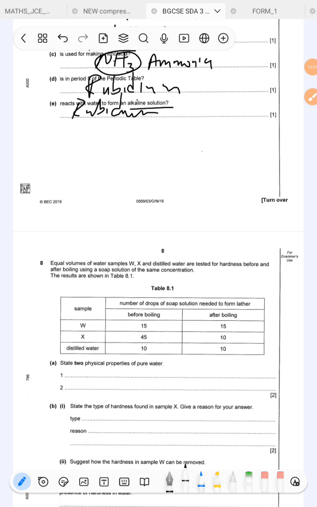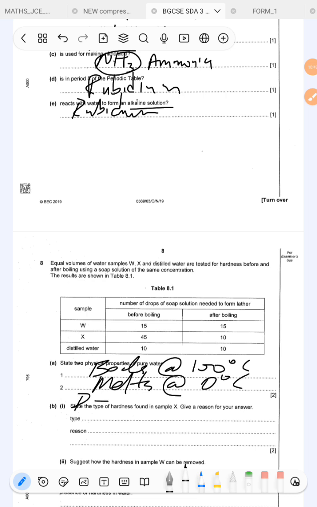Physical properties of water are that it boils at 100 degrees Celsius, and it melts at 0 degrees Celsius. Other properties include the density. The density of water is 1 gram per cubic centimeter. So this will be the melting and the boiling point, and this will be the density.